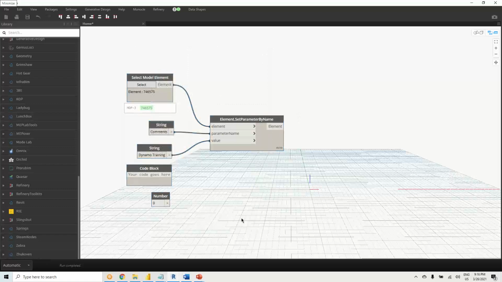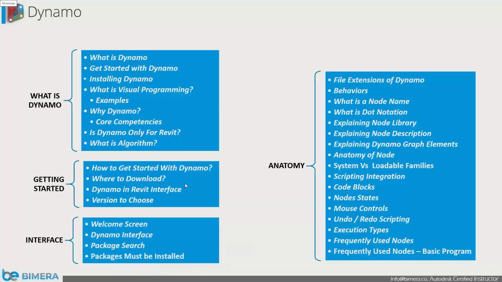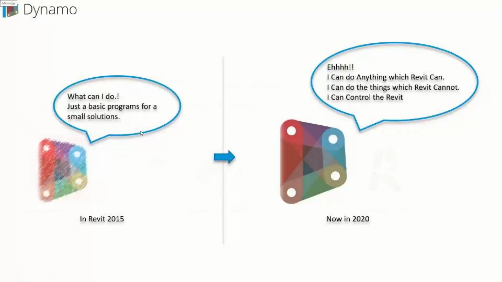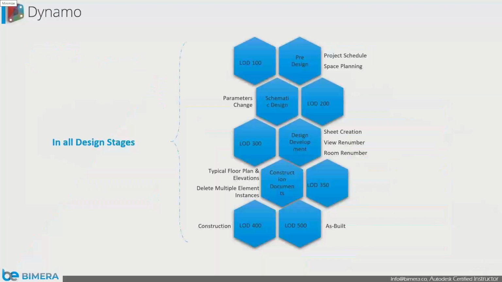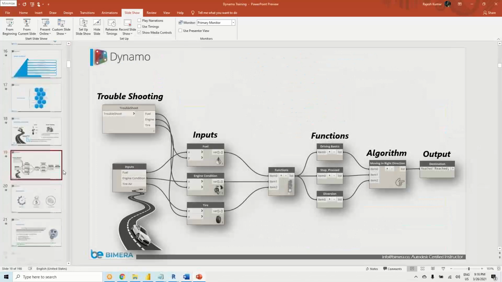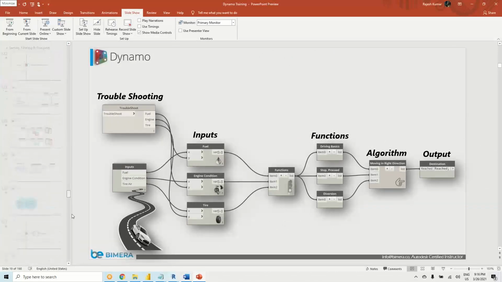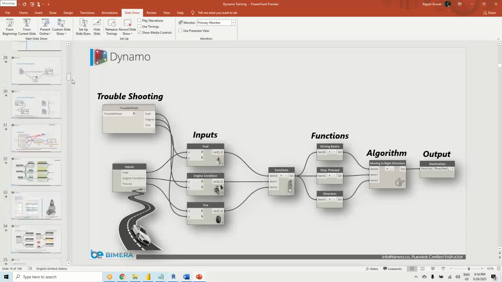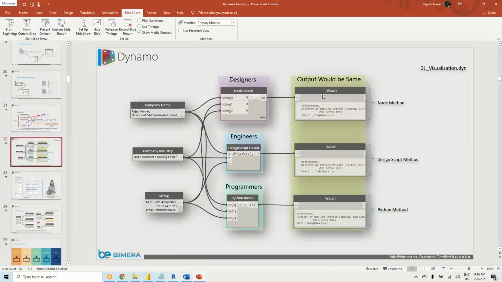Okay, fine. Now, this is a node-based system. I showed you this last time. There is a designer method, an engineer method, and a programmer method. Now, I just showed you the designer method. It is node-based. We call this a node-based system. Let me show you quickly. Actually we have around 200 slides to be explained. I cannot explain you all the stuff.